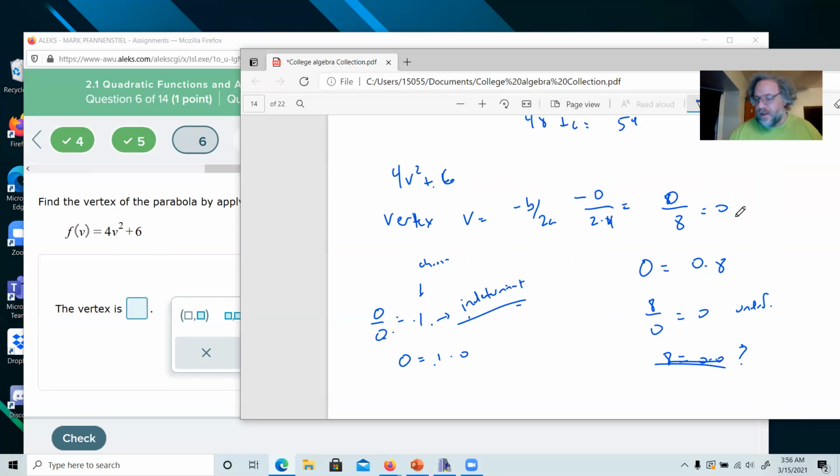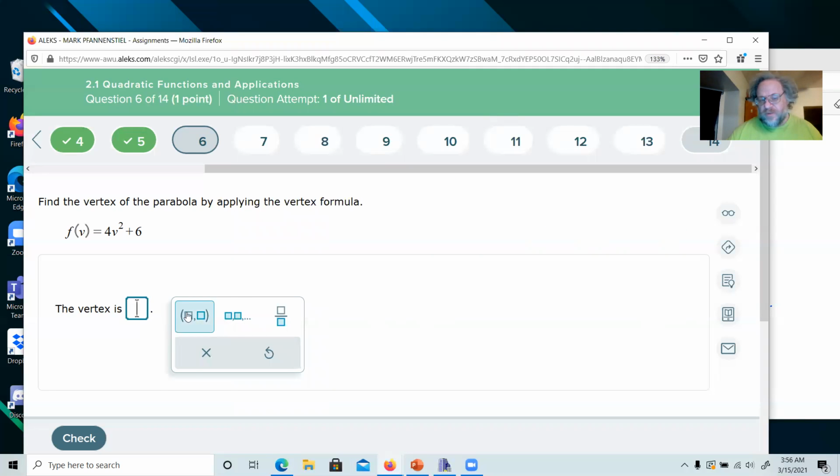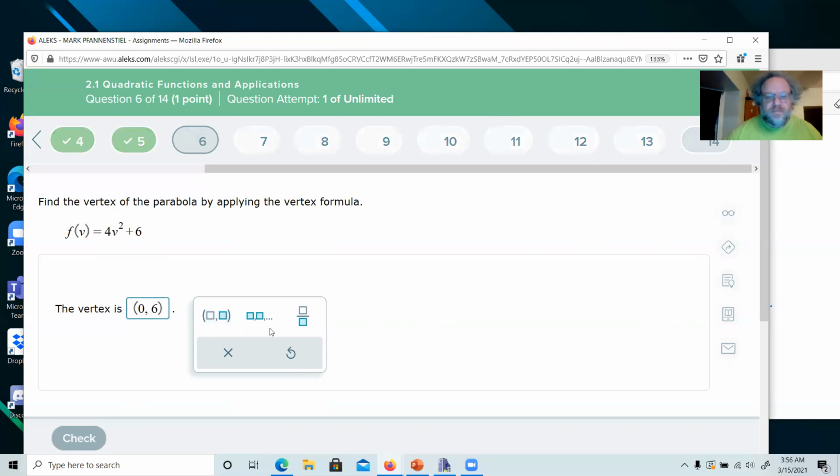Okay, the vertex, right, is 0. And if I plug 0 in here, we get 4 times 0 squared plus 6, we get 6. Right? So in this case, that's what you do. B is missing. You set it to be 0. And then plug in 0 and we get 6 in this case.